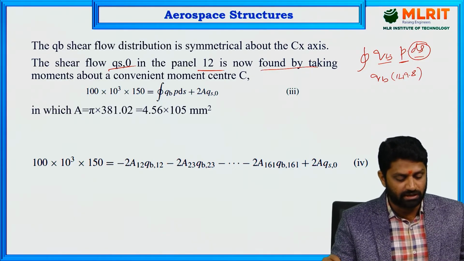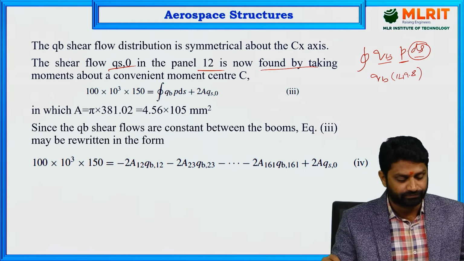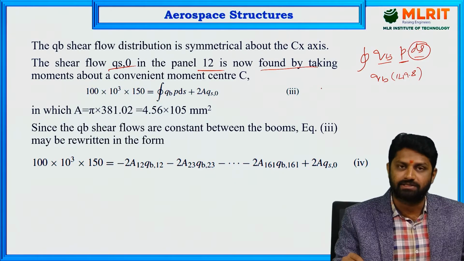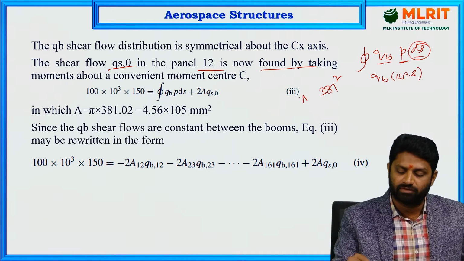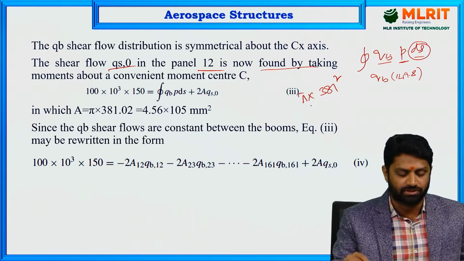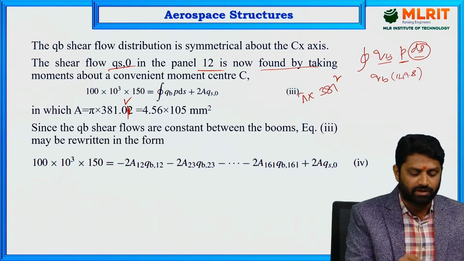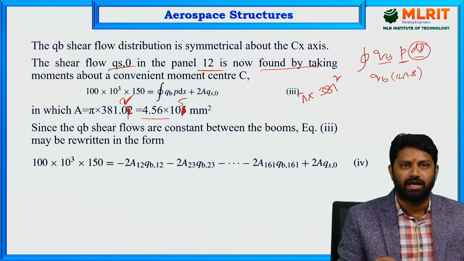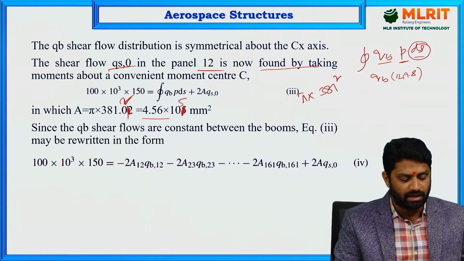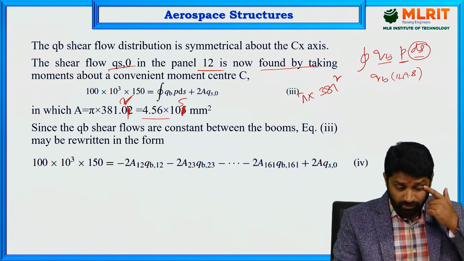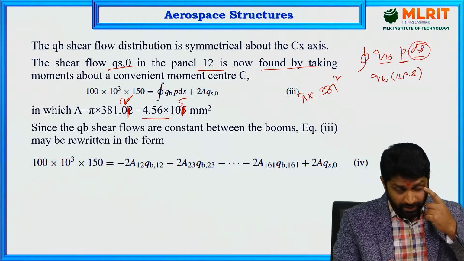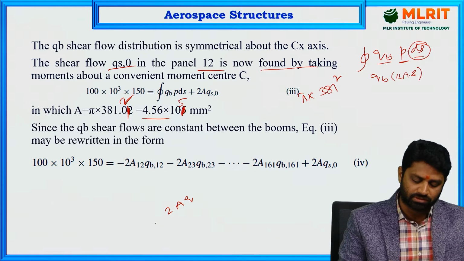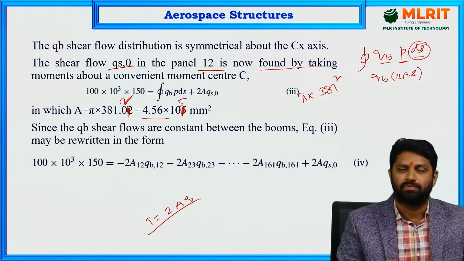If you try to write this equation, the total area is pi r square, because the radius is 381. So the total area for the circular cross section is pi into r square, which gives 4.56 into 10 to the power of 5 mm square. Then for the shear flows on the right side, you can use the torsional moment formula, 2AQ, because it is a closed cross section.